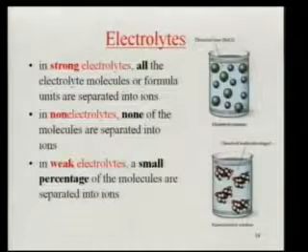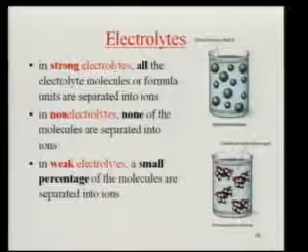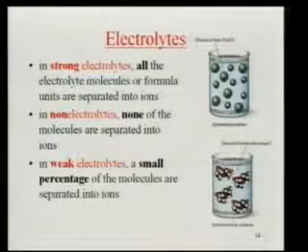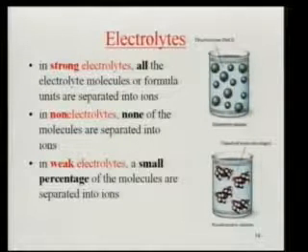Okay, so in a strong electrolyte solution, you've got everything dissociated and falling apart. In a non-electrolyte, you've got nothing dissociated and falling apart to form ions. In a weak electrolyte, you've got something that mostly stays together, but some of them separate, some of them fall apart. And that would be a weak electrolyte solution.